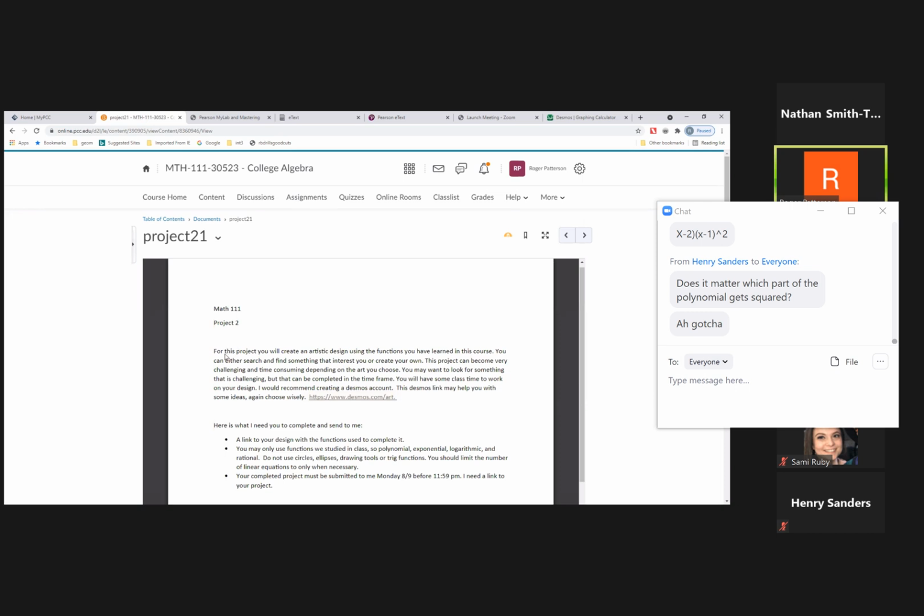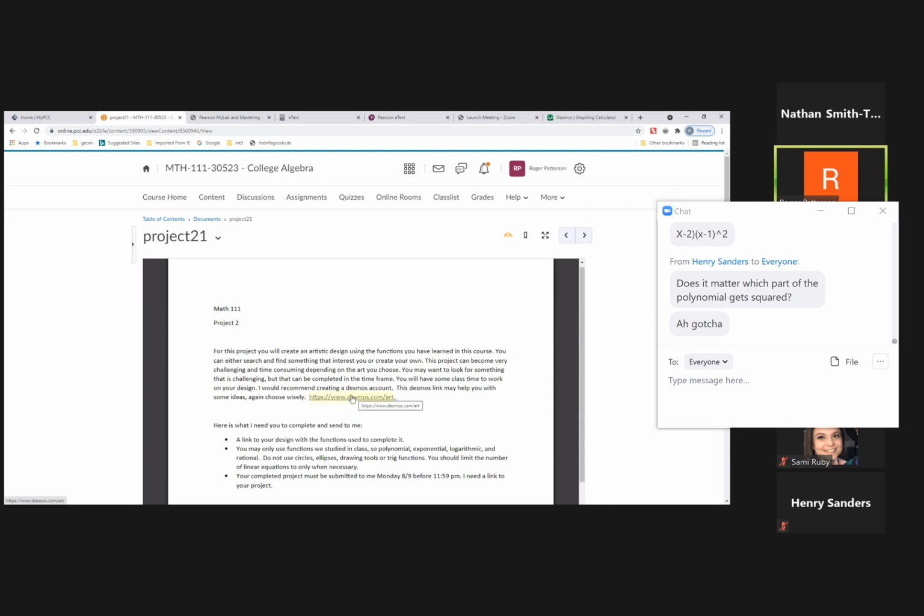Okay, so here's what we're going to do. We're going to create some sort of an artistic design using functions that you've learned in this course. You can either search or find something that interests you or create your own. This project can become very challenging and time-consuming depending on the art you choose, so you may want to look for something that is challenging but can be completed in a time frame, so keep that in mind. You will have 1 day scheduled. That's the day that it's due. I don't plan on doing anything that day except letting you work on your project.